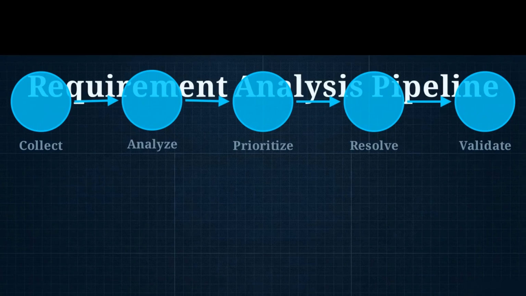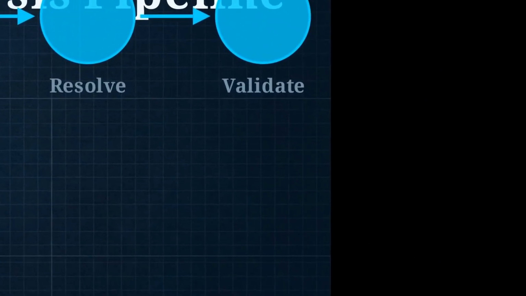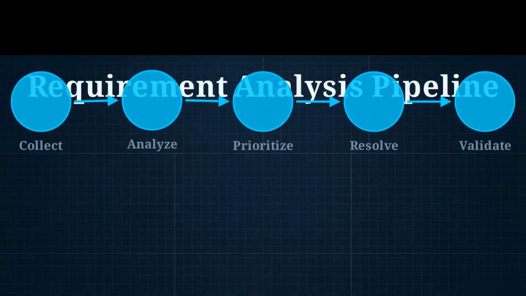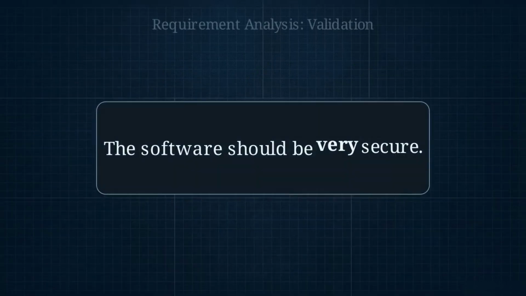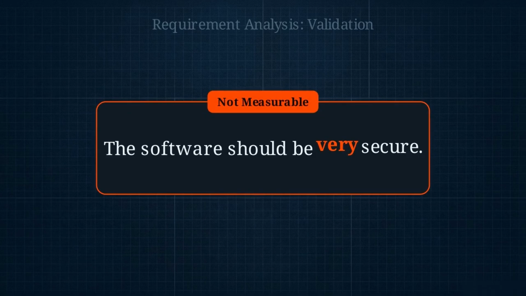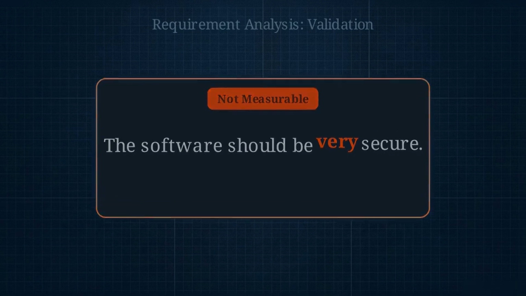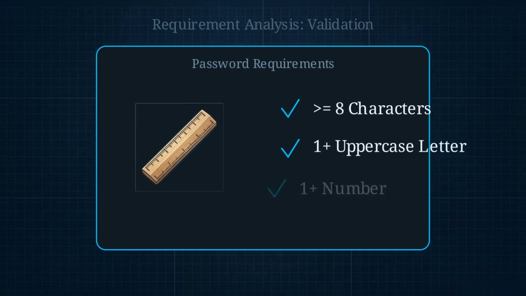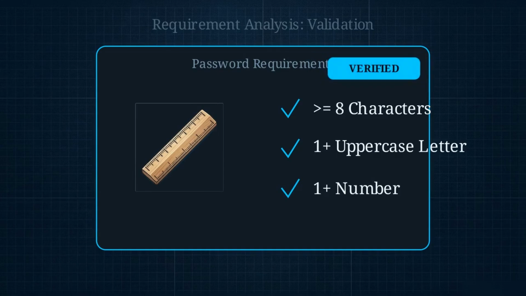The final check in this pipeline is validation. This ensures a requirement can actually be quantified and tested by a system or QA engineer. This text input shows a common failure. The software should be very secure. That gets flagged with a not measurable error because adjectives like very are subjective. The verified output replaces it with hard, testable rules. The password must be greater than or equal to 8 characters, with at least 1 uppercase letter and 1 number.